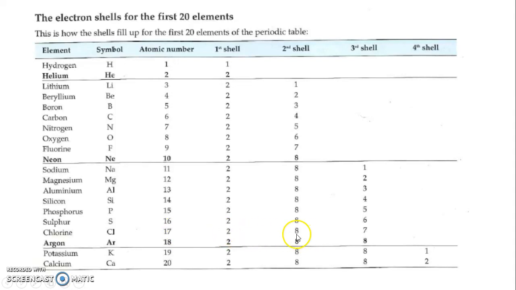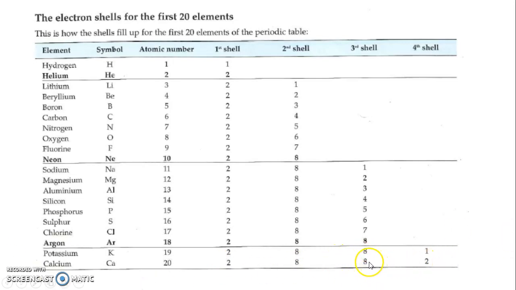Nice. After the first 2 are full, we know that's 10. 2 plus 8 is 10. Then 7 is going to go in the third shell. By the time we work down to something like calcium, we have 2 in the first shell, 8 in the second shell. Good. So we've got our 10. We've only got 10 more to do. And then we've got 8 here and 2 here.